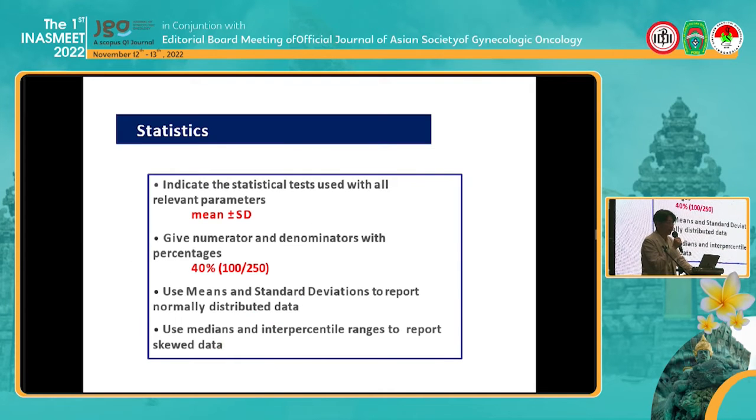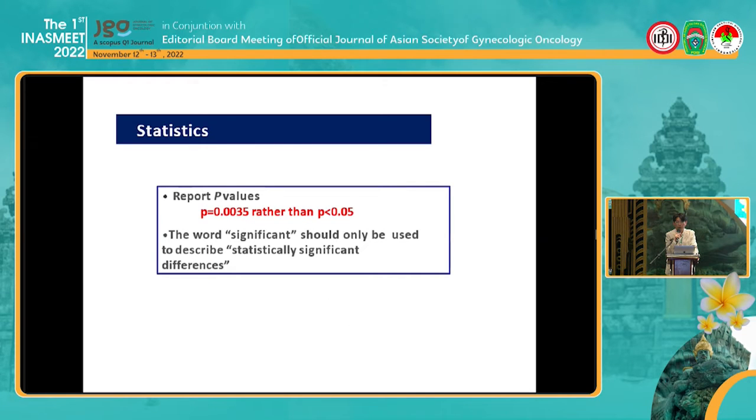And regarding statistics, we should indicate the statistical test used with all relevant parameters, such as the mean and standard deviation, and also give numerators and denominators with percentages, not simply show the percentages. Use medians and interpercentile ranges to report skewed data, or use means and standard deviations to report normally distributed data. Also report the p-value, if possible, in detail after the decimal point rather than as a rough expression. And the word significant should only be used to describe statistically significant differences.